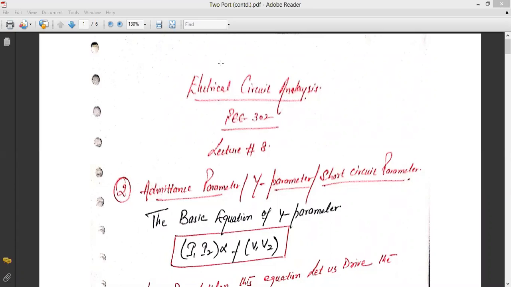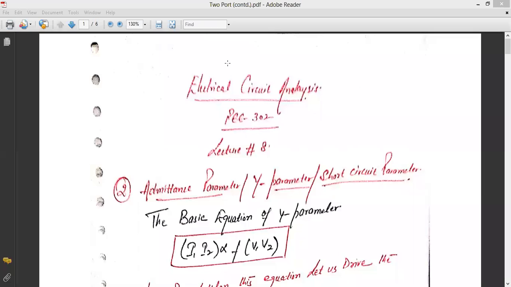Now, continuing, today we are discussing the admittance parameter, also called the Y parameter, and also called the short circuit parameter. Why the Y parameter is known as the short circuit parameter, whereas the Z parameter is called the open circuit parameter, I will discuss at a later stage.